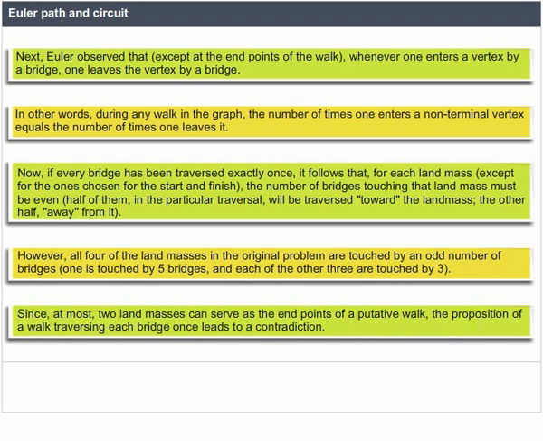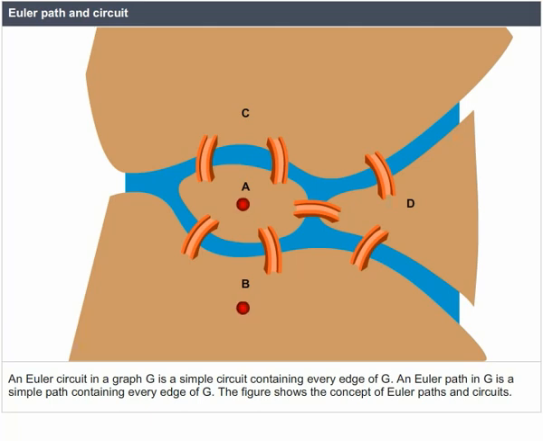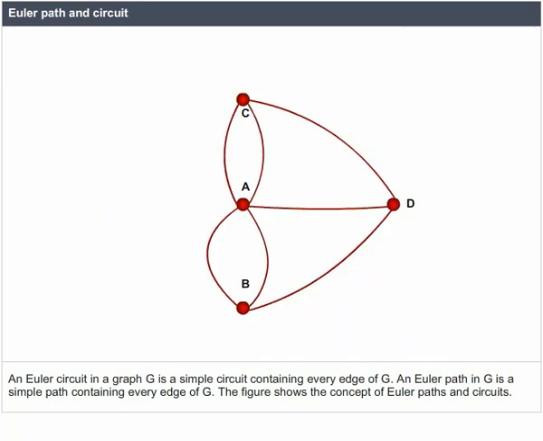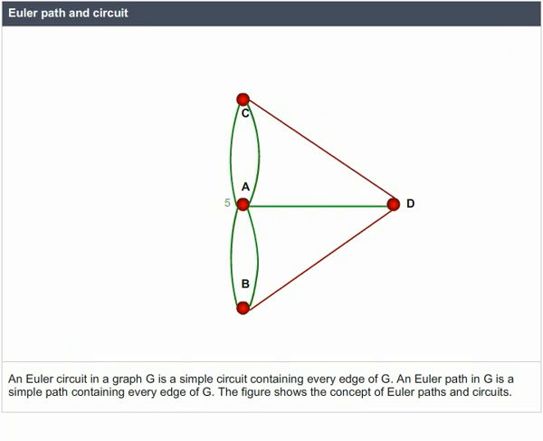An Euler circuit in a graph G is a simple circuit containing every edge of G. An Euler path in G is a simple path containing every edge of G. The figure shows the concept of Euler paths and circuits.